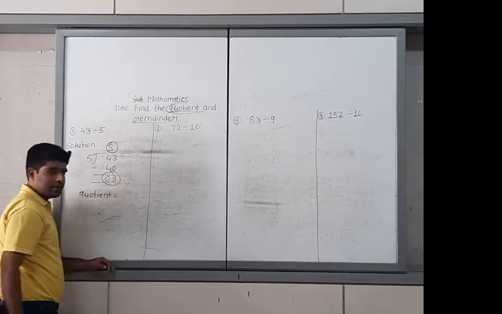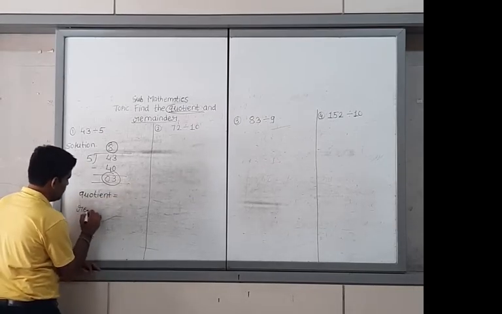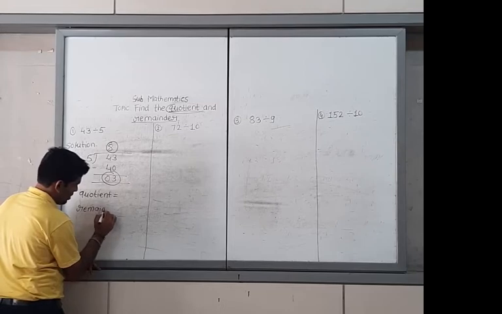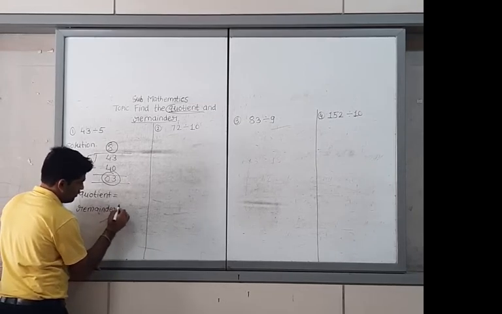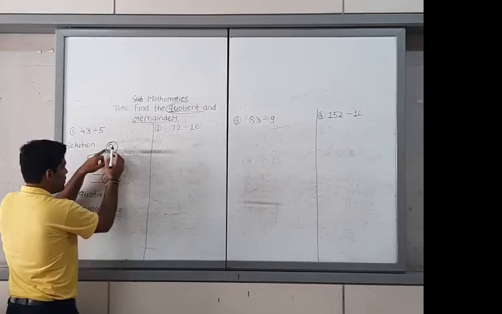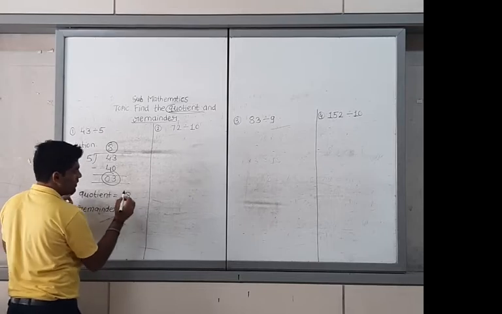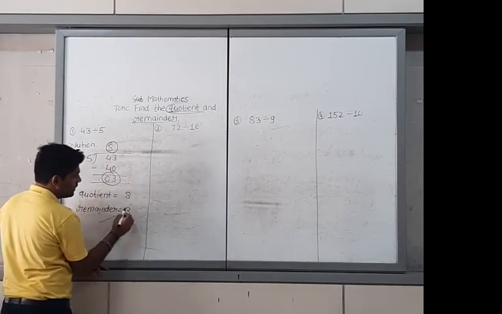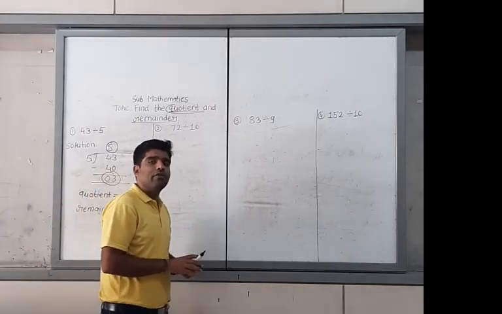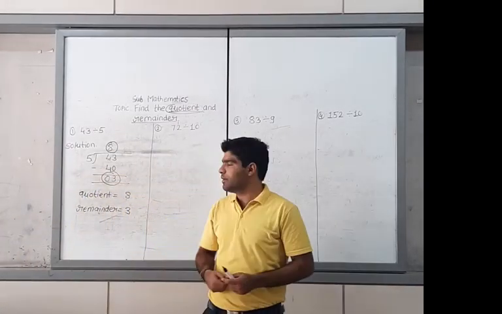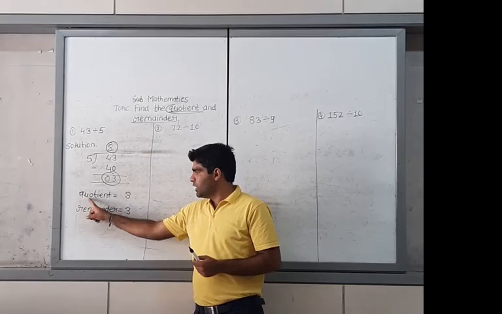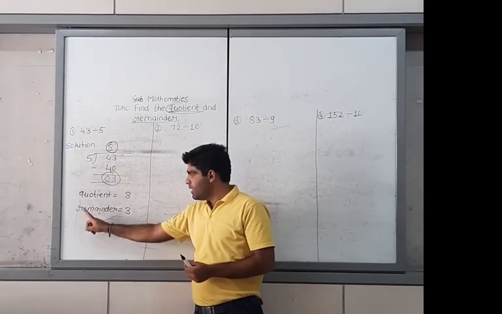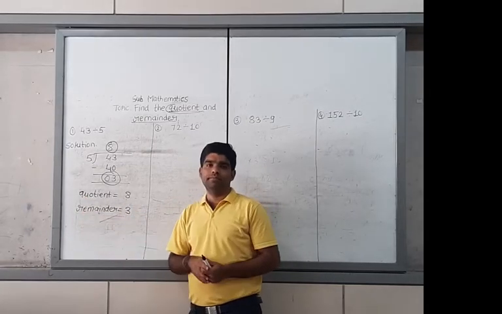Here it will be quotient is equal to, and remainder. What is the quotient? The quotient is what? This is our 8. And to find the remainder, the last term is what? This is our 3. It means that you have to find the quotient and remainder. The quotient is equal to 8, and the remainder is equal to 3.